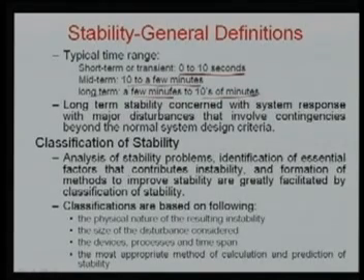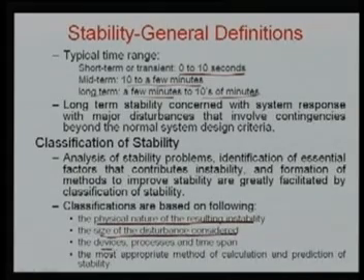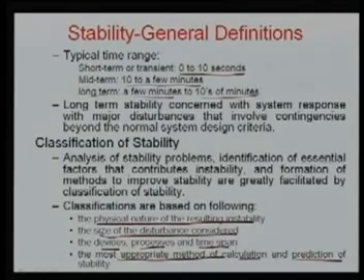So, the classification is based on the following: the physical nature of the resulting instability, the size of disturbance considered, the devices, processes and the time span of your analysis, and the most appropriate method of calculation and prediction of the stability. Here these calculation methods are also very, very important. Sometimes your calculation method, because all these methods we normally suppose some stability while designing, you are analyzing your system whether your system will be stable or not, then you have to solve certain sets of differential equations.